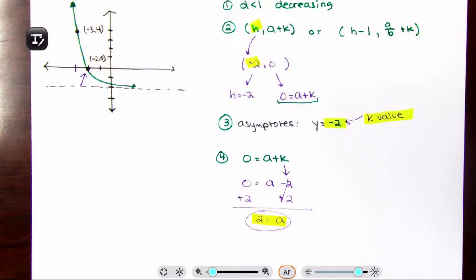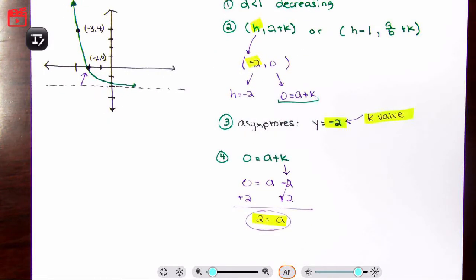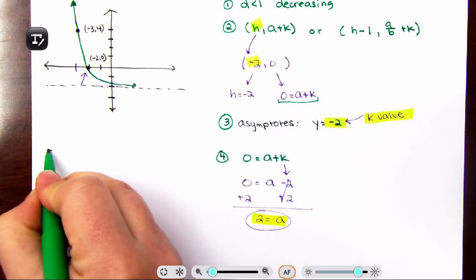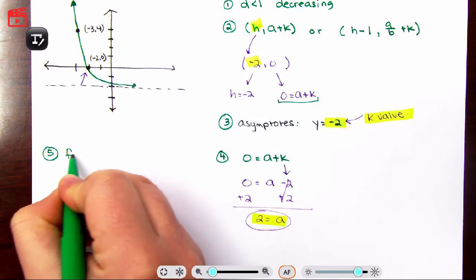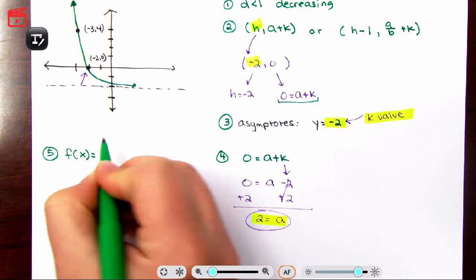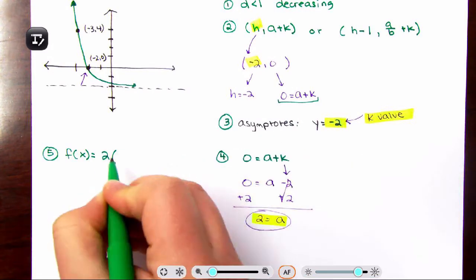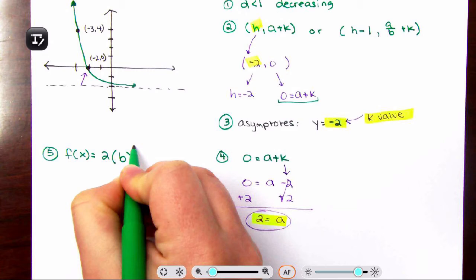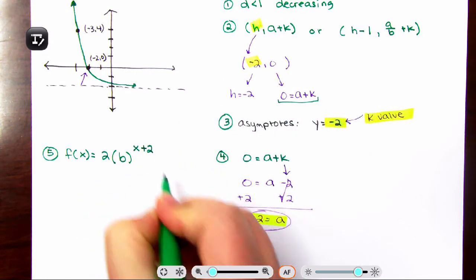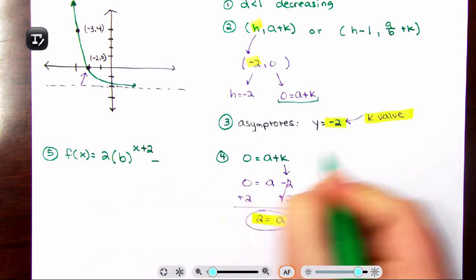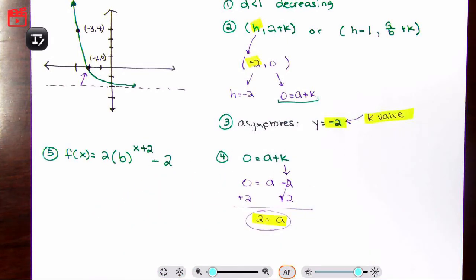So now we are on, I think, step number 6 or step number 5. In this case, we're going to do step number 5 just to continue with our ordering. So we have f of x is equal to a times b, b is, we don't know what b is, to the x minus h. So h is -2. We're going to do the opposite. So in this case, +2. And our k value is -2. Let's find out what b is.